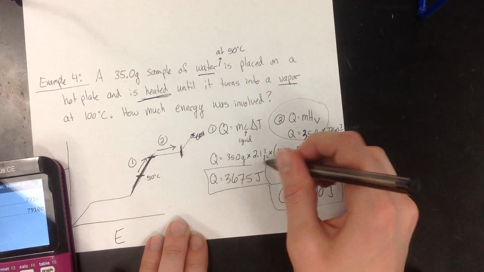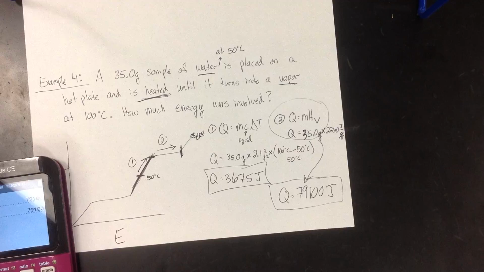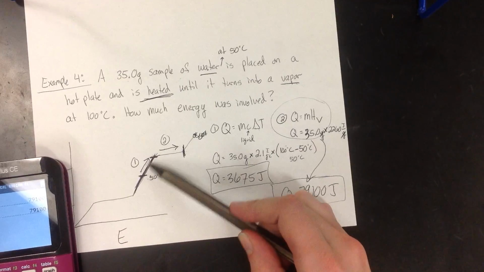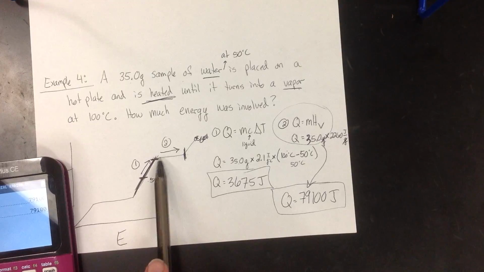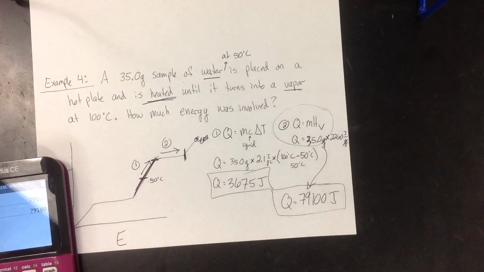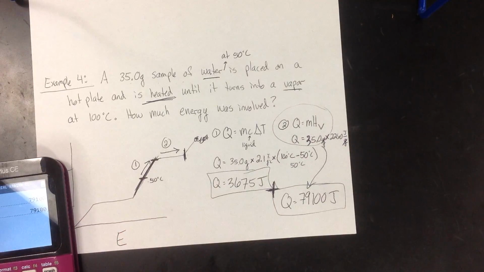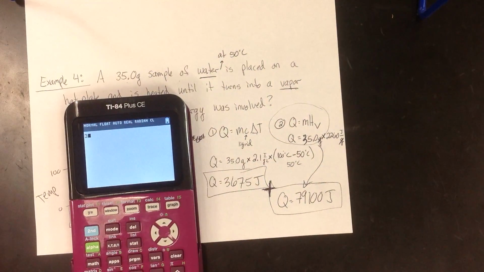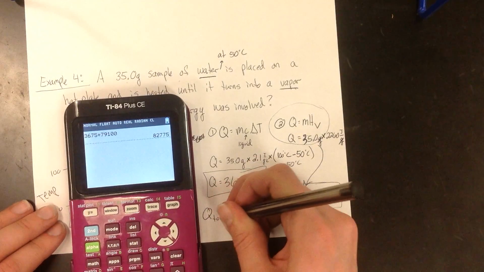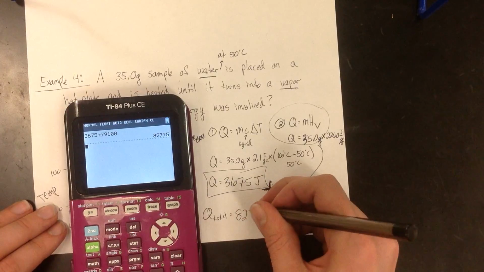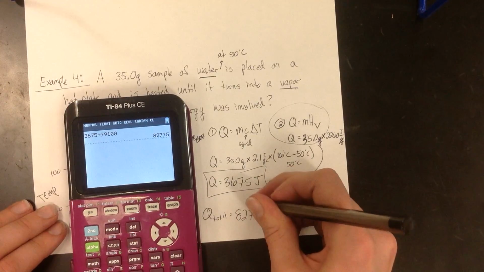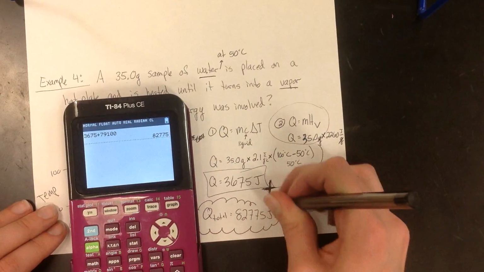Okay, so I've got two numbers for heat. This first one for this region of my curve. This second one for this flat region, my boiling process of my curve. Now what do? Well, I need total energy, so I'm going to add these two numbers together so I can get total energy. So 3,675 plus my 7,900 number equals, I get a total energy of 82,775 joules. And that is my final answer.